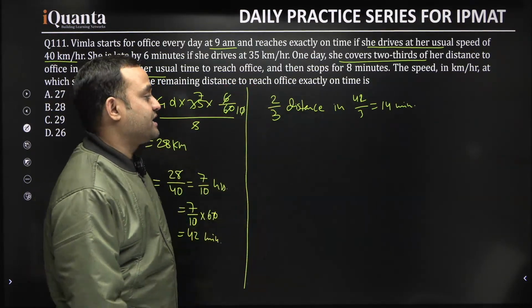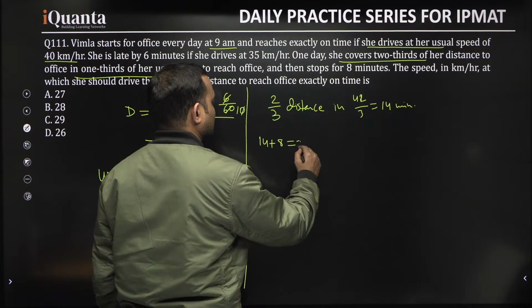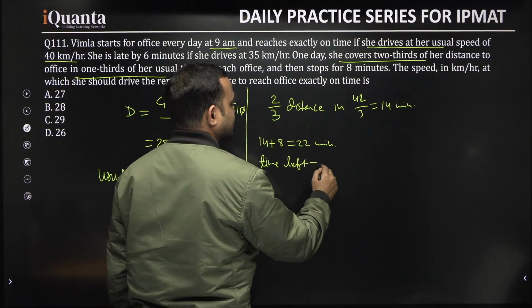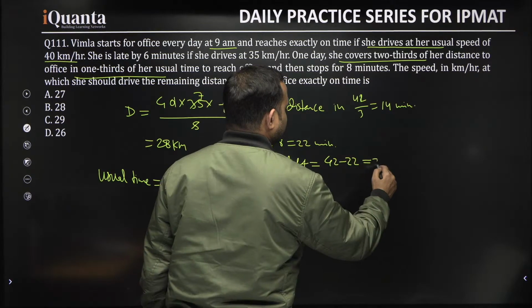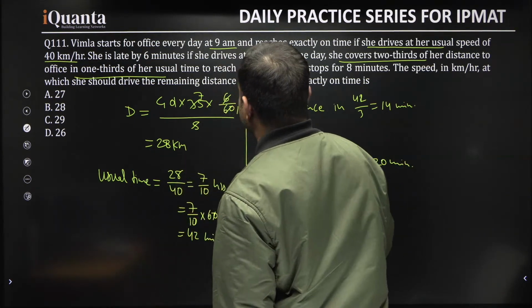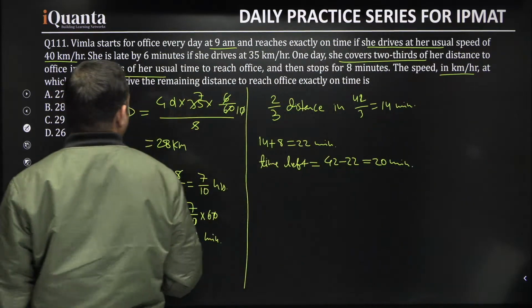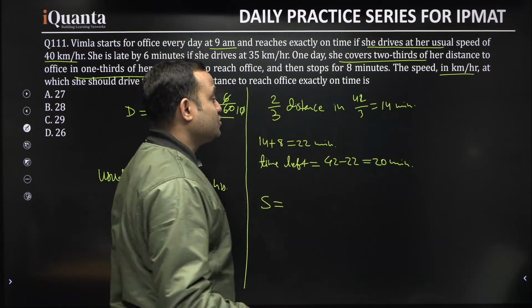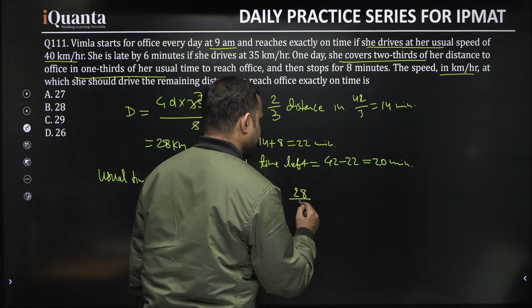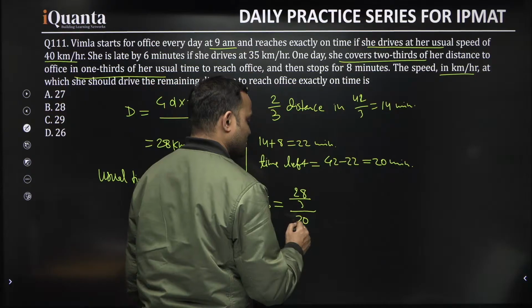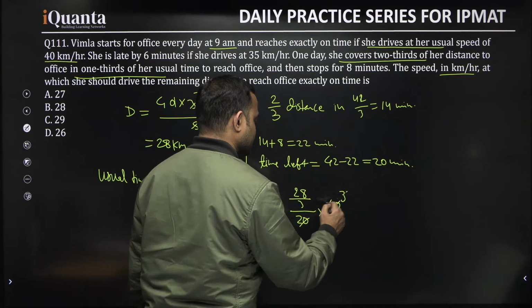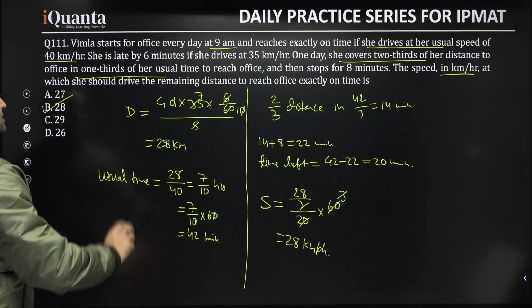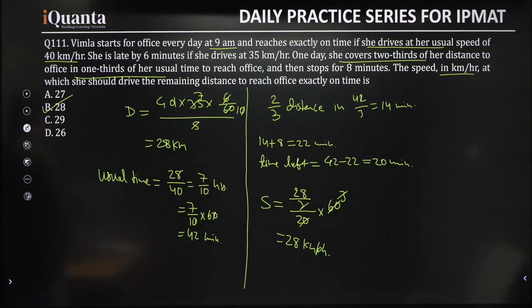Then she stops for 8 minutes. So 14 plus 8 is equal to 22 minutes. How much time is left? Time left is equal to 42 minus 22 is equal to 20 minutes. The speed in kilometers per hour at which she should drive the remaining distance to reach office exactly on time. So speed is equal to, what's the distance remaining? 2/3 अगर हटा दो तो 1/3 बचा. So 28 by 3 upon 20 minutes or hours 60. This is 3 times. So the speed that we are looking for is 28 kilometers per hour, which is option B. है ना?